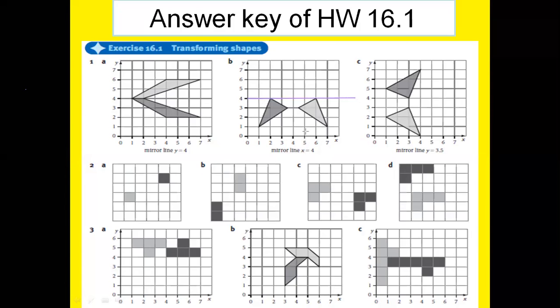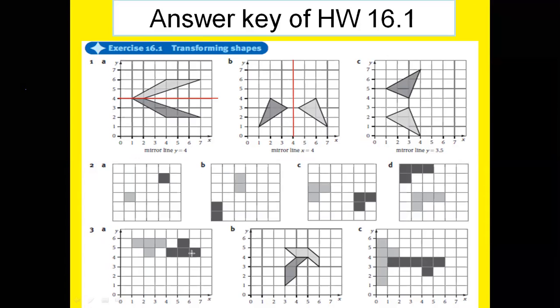X equal 4, I already told you last time. You look at the x-axis, look at number 4 on the x-axis, and draw your mirror line on the x-axis. So that's why you got it wrong. When the mirror line is x equal, you look at the x-axis and draw your line vertically to the y-axis. If the mirror line is y, for example, equal 4, you go to the y-axis, draw the line like this. It should cut the y-axis.